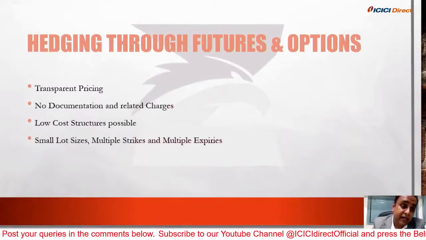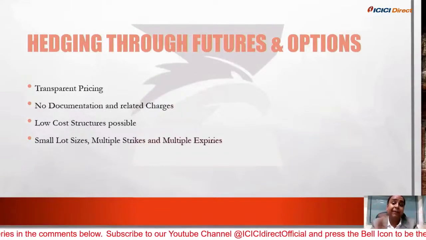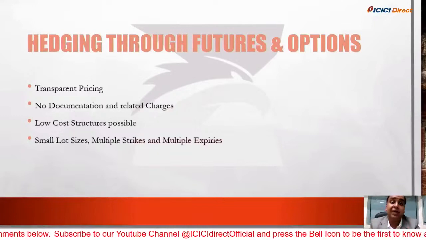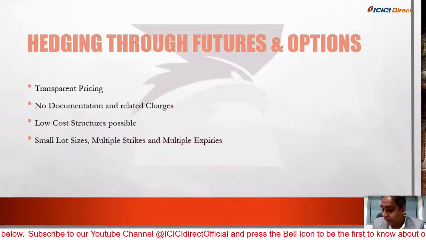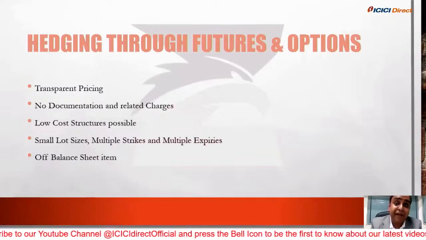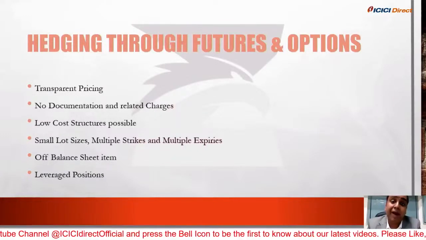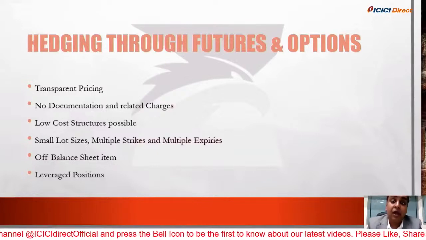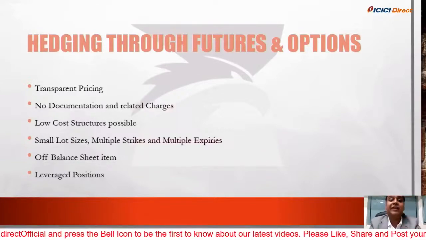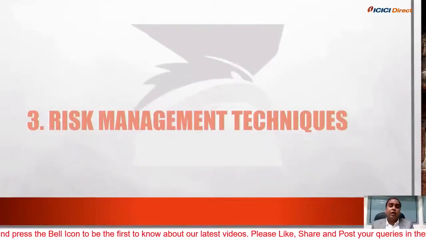Also, when you use options, you can create very low cost structures. There are small lot sizes, multiple strikes and multiple expiries. So depending on your payable and receivable, when the money is coming in or going out, and how much, you can choose how to hedge. Now, it is an off balance sheet item. It does not affect the balance sheet directly, and you can take leverage positions. The margin required for trading in currency futures is just around 2%. So it's a 50-times leverage product. It's a huge advantage for anybody who wants to get into trading this.